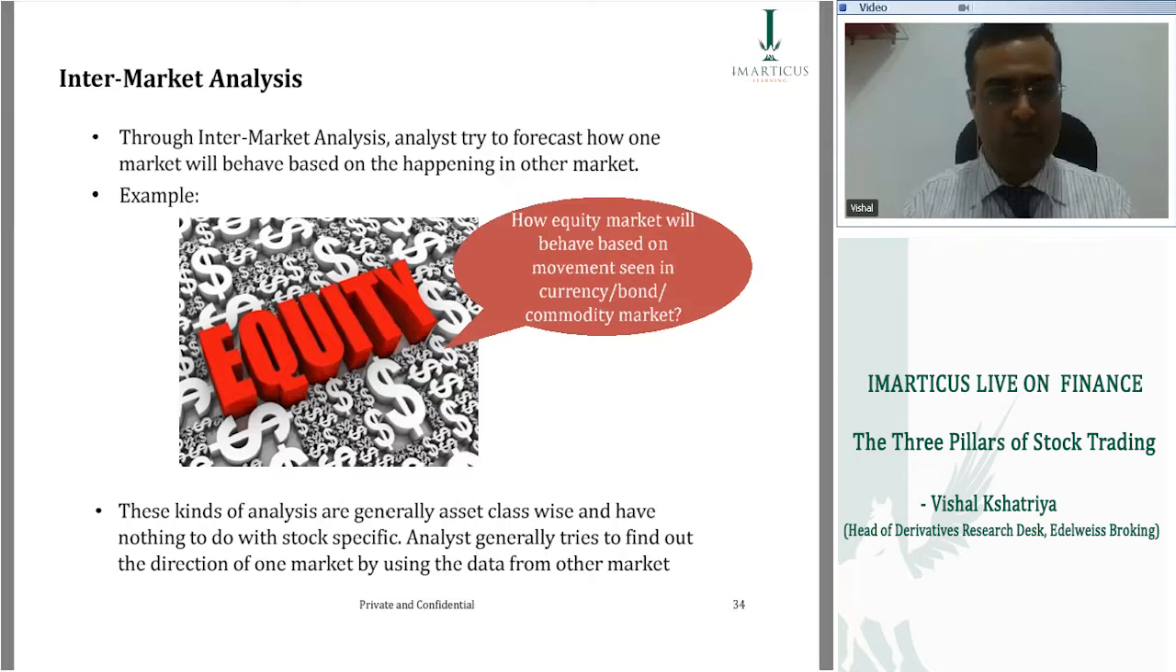Based on how currency is going to move, we can interpret how equity markets are going to move. Based on commodity, how the equity market is going to react. Basically, you are trying to link markets to each other and find how one is going to react based on the other, for example how the equity market will react based on the currency market.